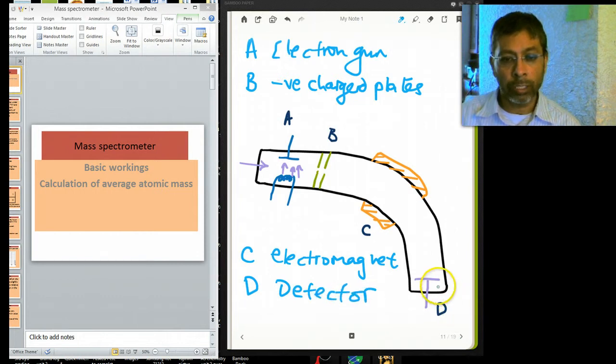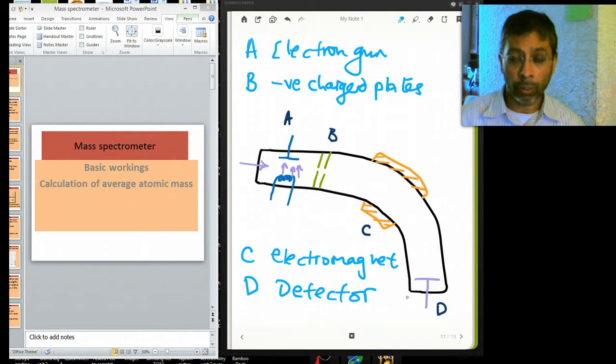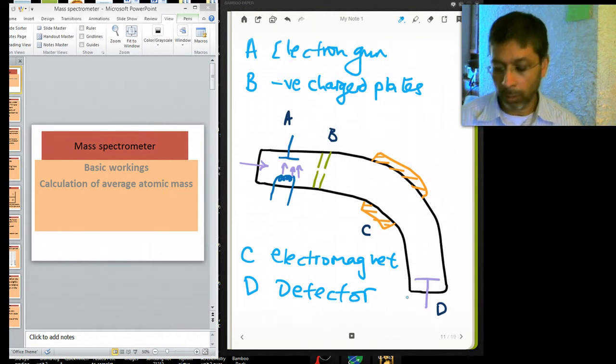Okay. And what the detector does is that it gives an electron back to the positive ions, and that causes a current, and we get a signal in our mass spectrum. And depending on how many ions hit the detector will determine the abundance, or how much of your ions are present. Alright, so that's the basic workings of the mass spectrometer.